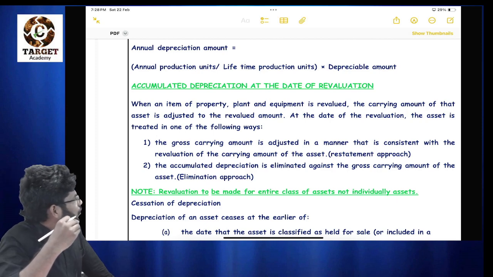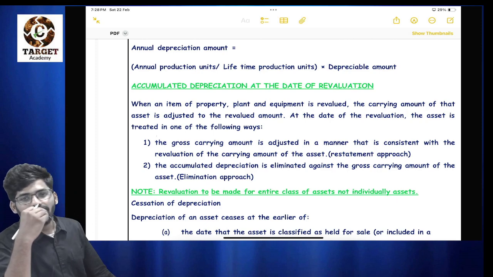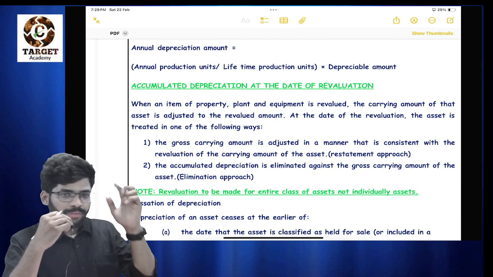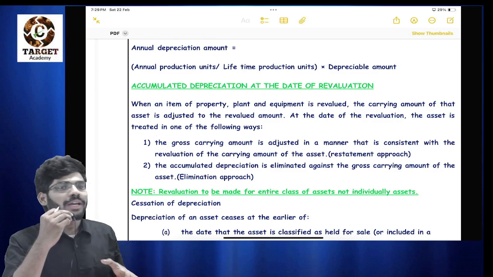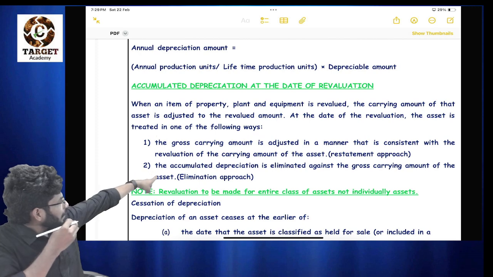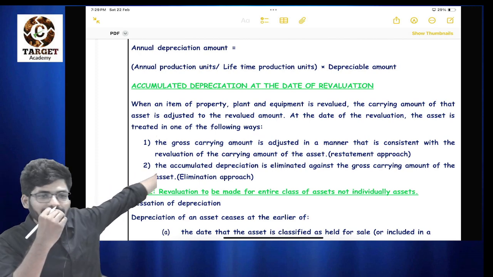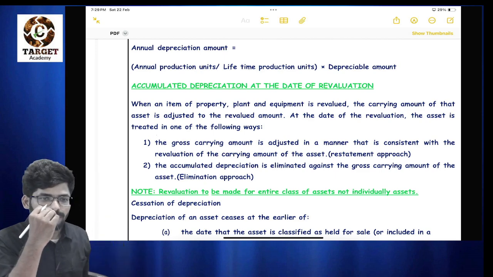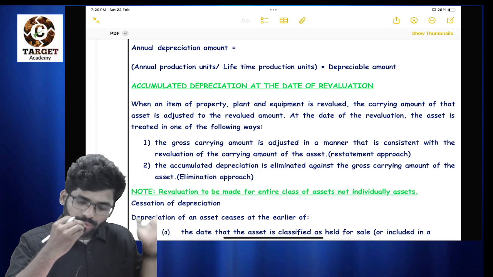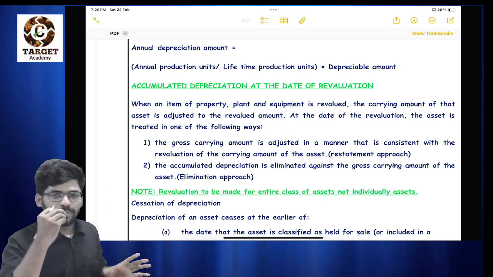Okay, so for this calculation we have two types of methods. One is the elimination approach, the second one is the restatement approach. Sir, how to calculate under the elimination approach and how to calculate under the restatement approach? Please read this.